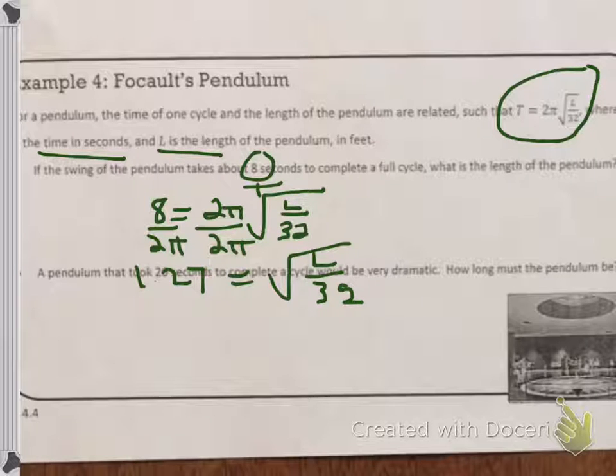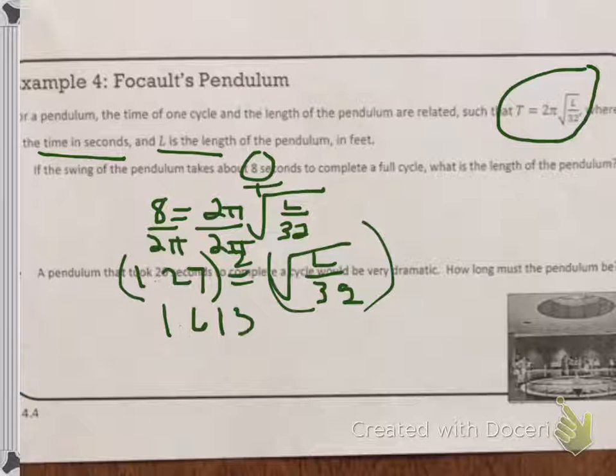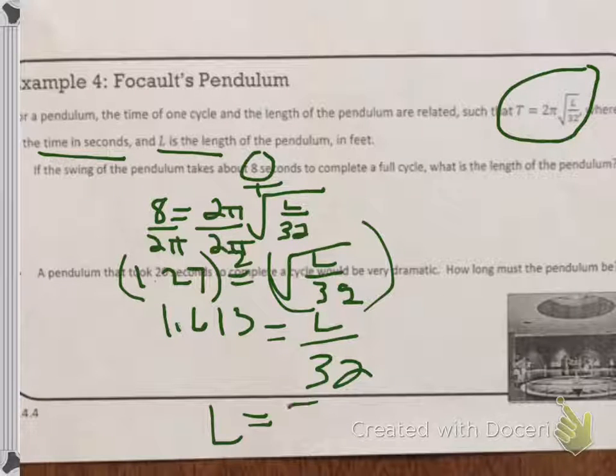To get rid of the square root, I'm going to square both sides. So 1.27 squared is 1.613. That will be equal to L over 32. To get L by itself, I'm going to multiply both sides by 32. And when I do that, I get the length is equal to 51.6128 if I want to go out that far.